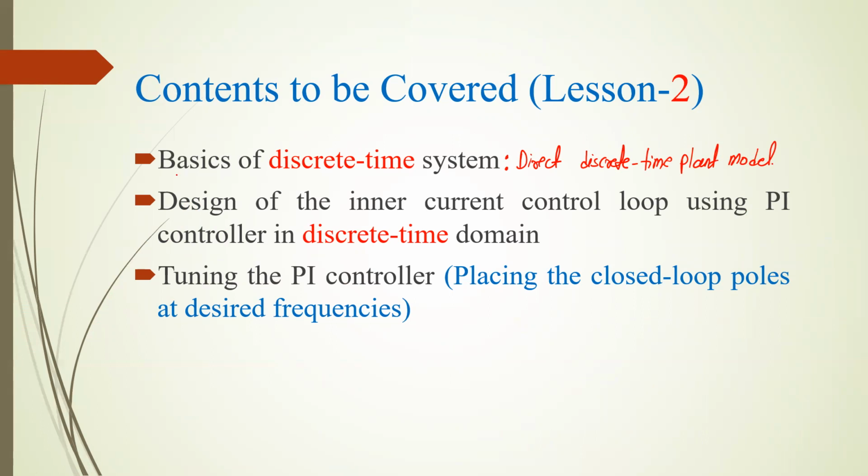So in the first section, we will see some basics which will help us get the direct discrete plant model. In the second section, we will see how we can design our current controller in discrete time domain. And in the last section, we will see how we can tune our PI controller. When I say tuning the PI controller, it means placing the closed loop poles, or closed loop eigenvalues, at desired frequencies.